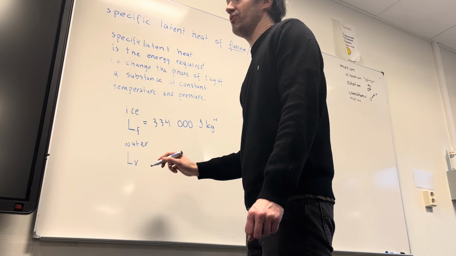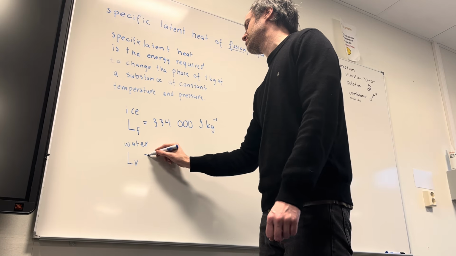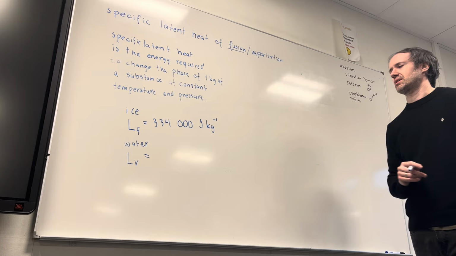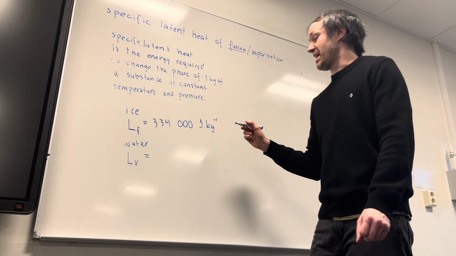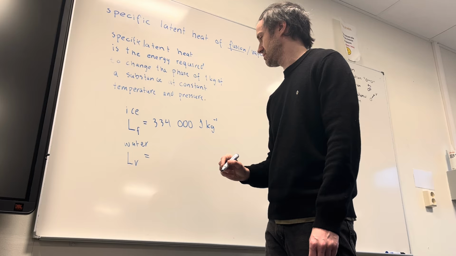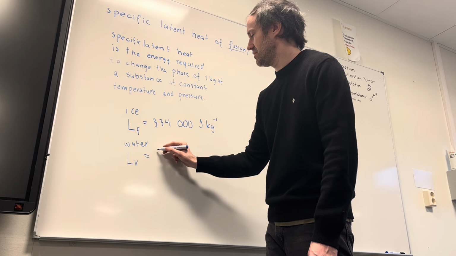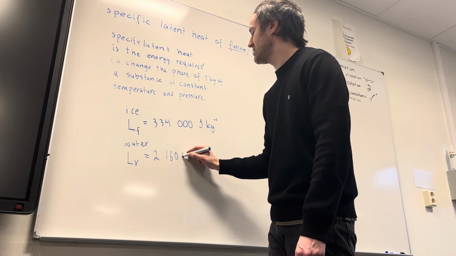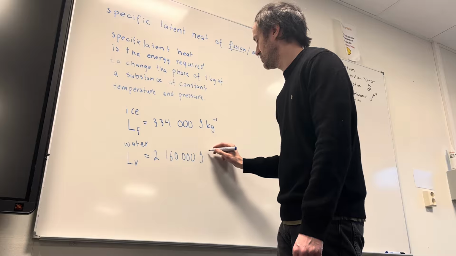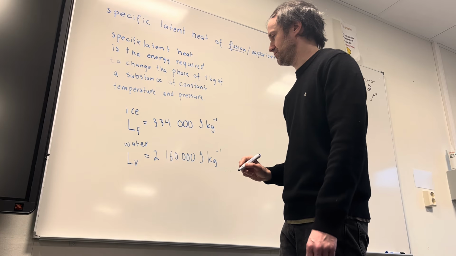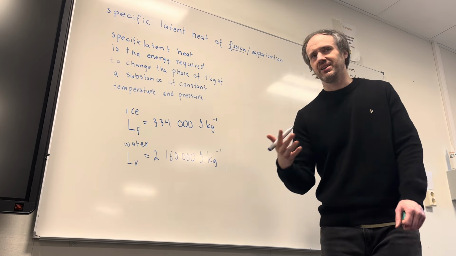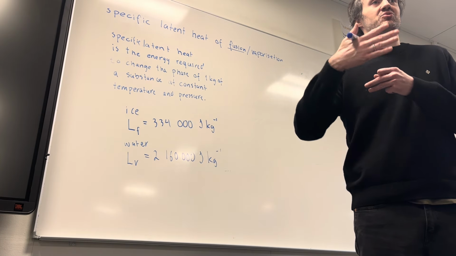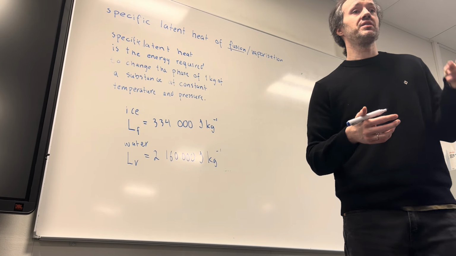L for V for vaporization. You probably just use L, you don't really distinguish between F and V, it comes up with the context. Actually, I should probably have read in the book, but I think it's 2,160,000 joules per kilogram. I think it's a big number. Actually, quite a lot of energy is required to vaporize 1 kilogram of water.